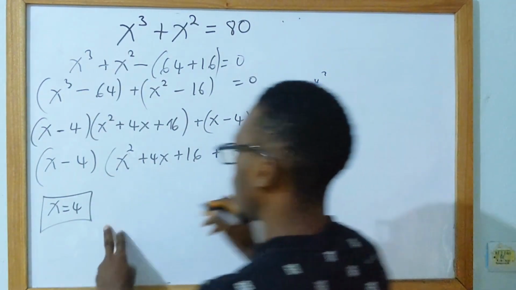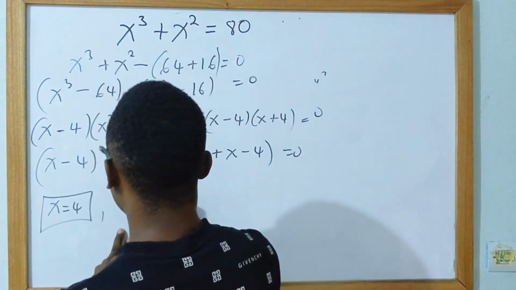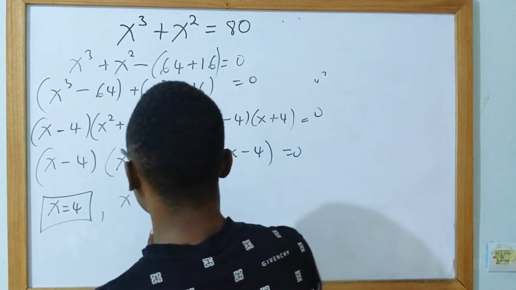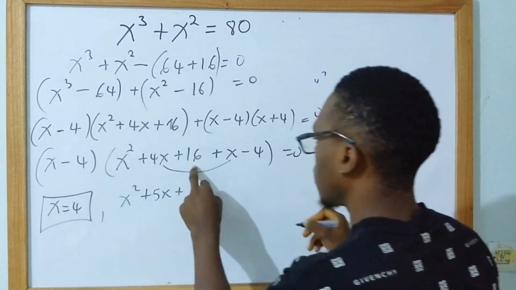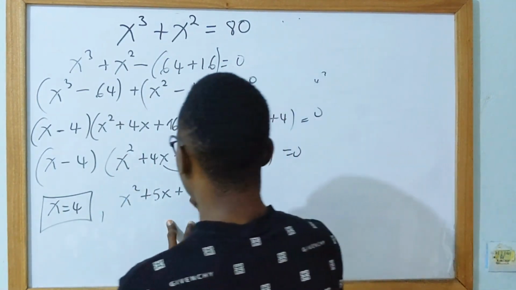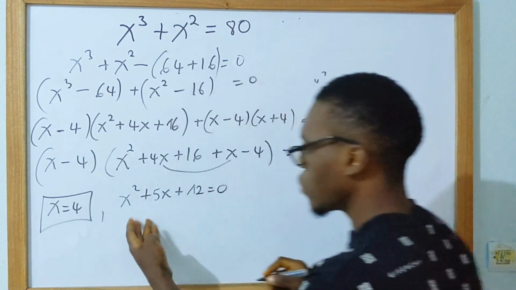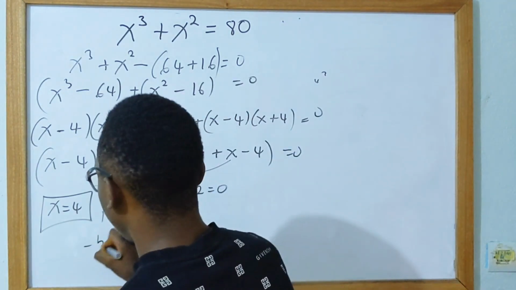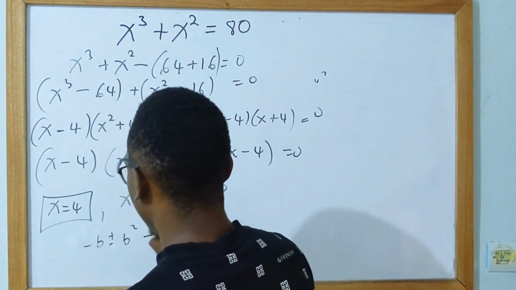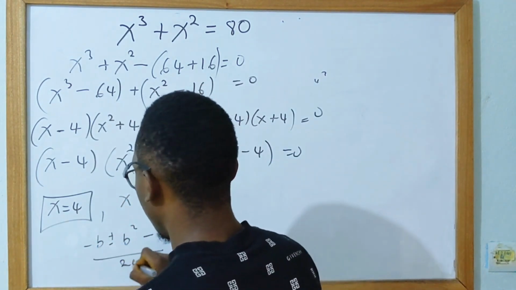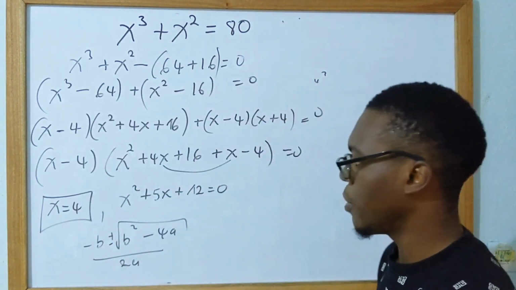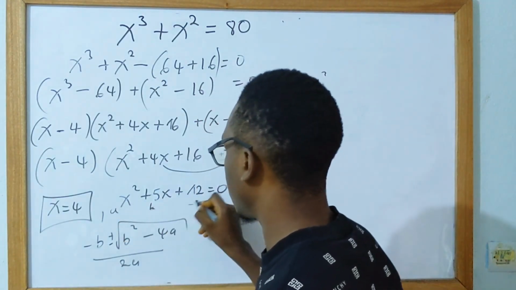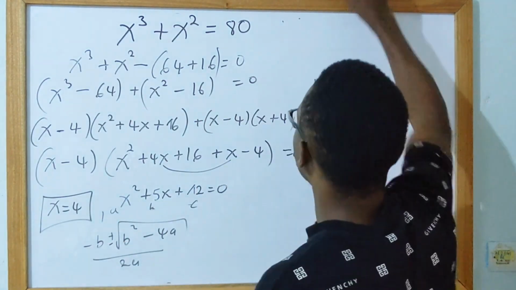Hence, we're going to solve for this other one: x squared plus 4x plus, we can say, plus 5x, because this and this will add, 16 plus 4 is plus 20, no, 16 minus 4, that is plus 12, is equal to 0. To solve for x, we're going to use the method of quadratic formula, that is negative b plus or minus the square root of b squared minus 4ac, all over 2a. Hence, a is 1, b is 5, c is 12, and we are going to substitute it back here.